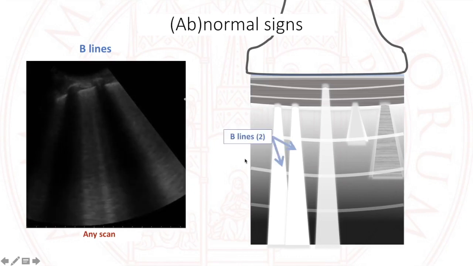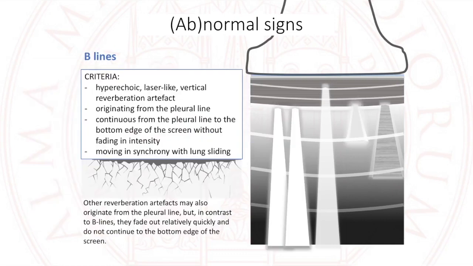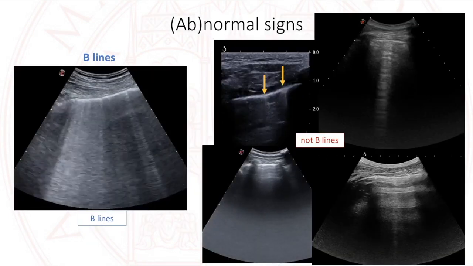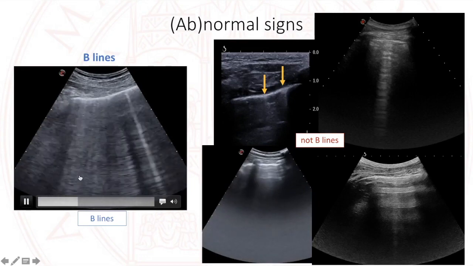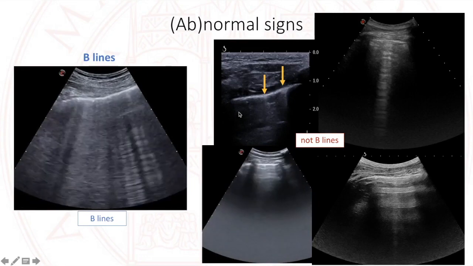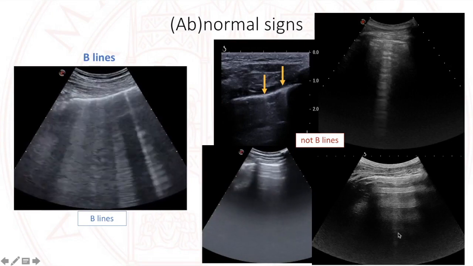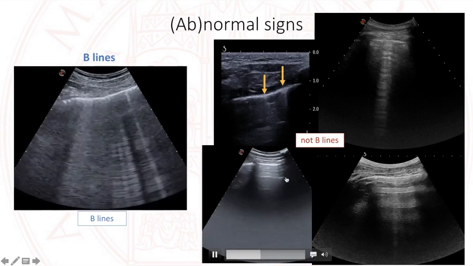In this picture here, you see two B lines, and other things that are not B lines. This one does not start from the pleural line. This one is a comet tail that does not go to the bottom of the screen, and this other one does not delete A lines. Some other examples, here you see B lines, beams that travel all the way to the end of the screen, and some other things which are not B lines, such as these little comet tails here.